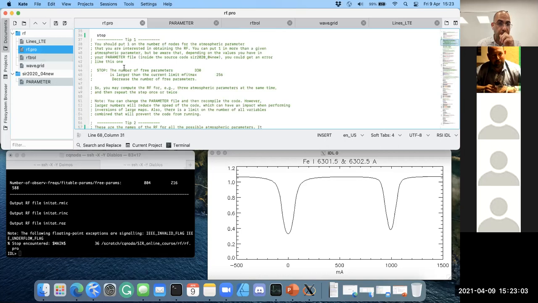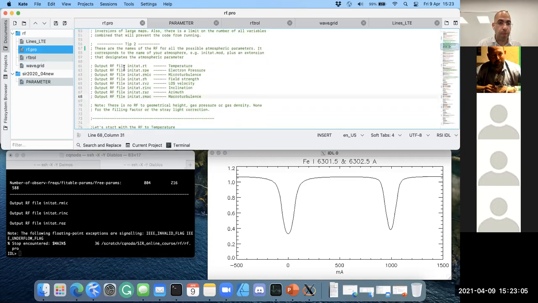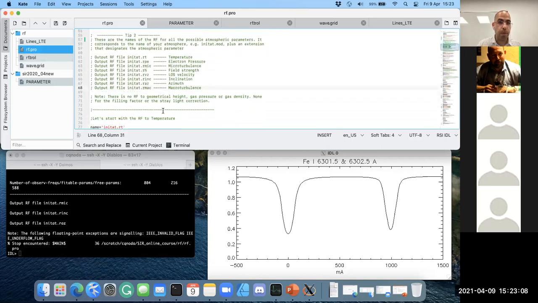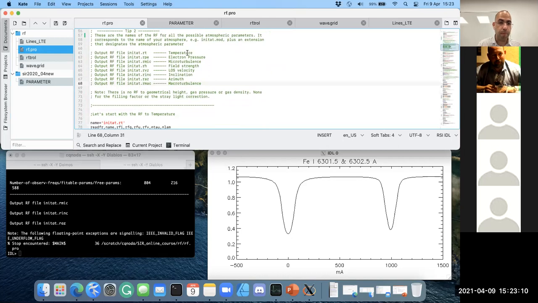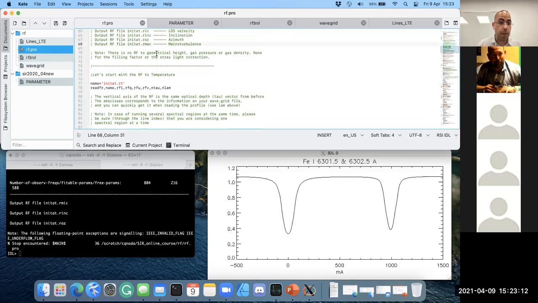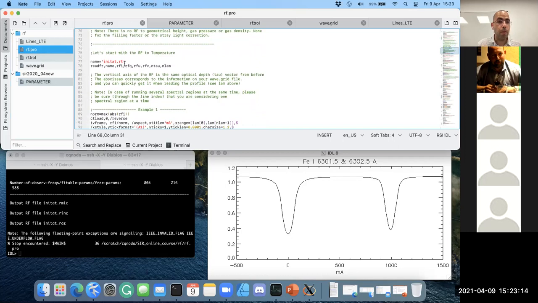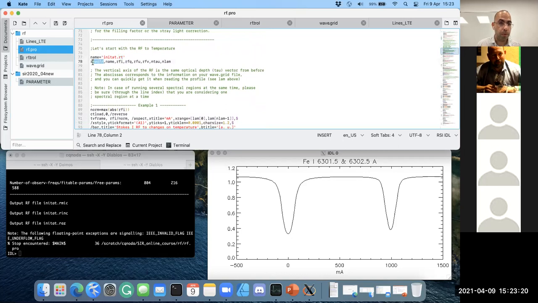Okay, so then let's go back. We have computed all the response functions. We know now what atmospheric parameters they refer to. So then let's read one of them. In this case, we're going to read the temperature response function. We will use this routine. This one is an IDL routine.